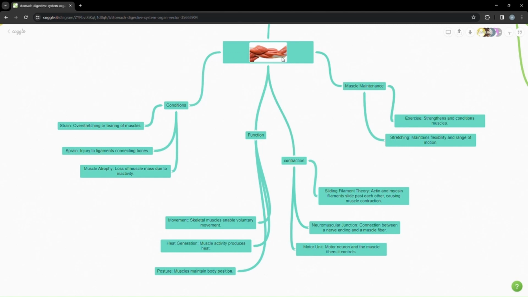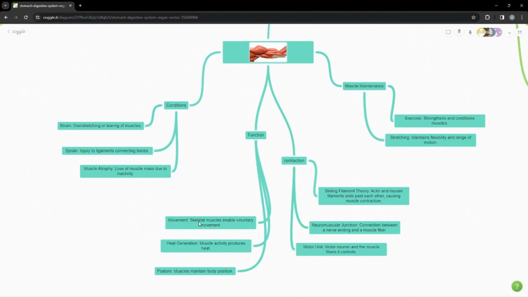So I will explain about the muscle. For muscle, we have conditions. First, strain, which is stretching or tearing of muscle. Second, sprain, injury to ligament connecting bone. And third, muscle atrophy, loss of muscle mass due to inactivity.